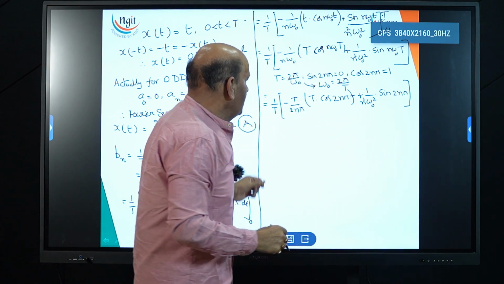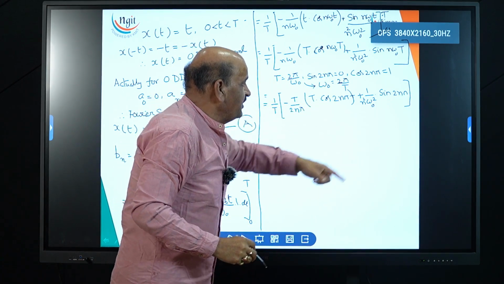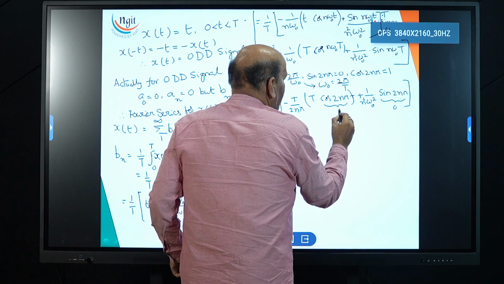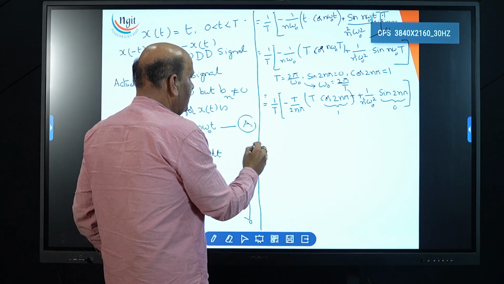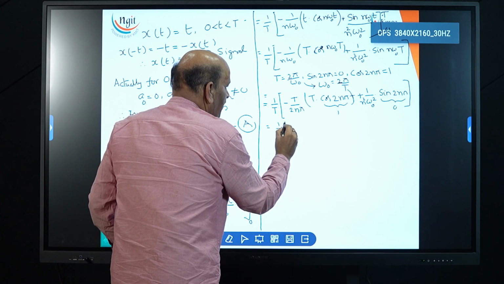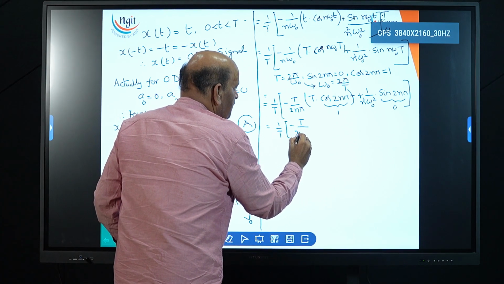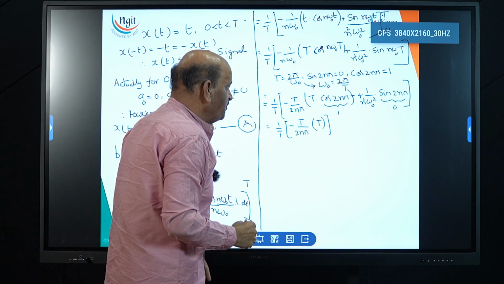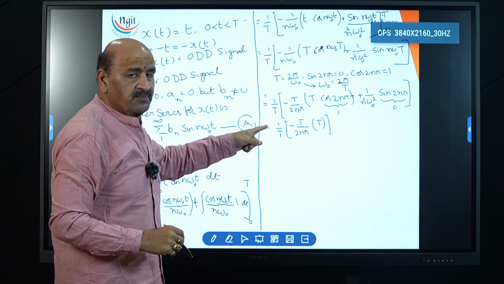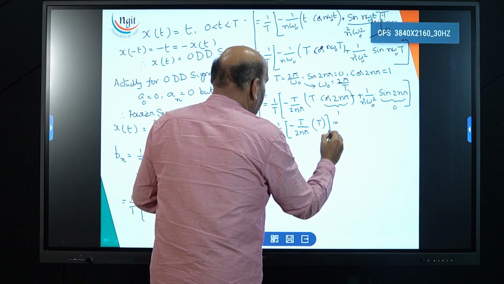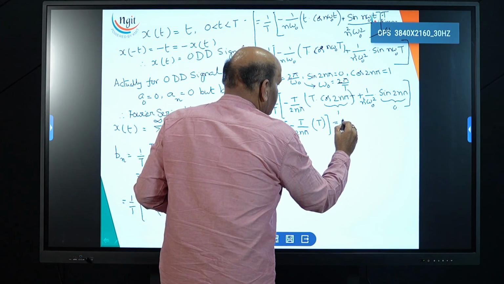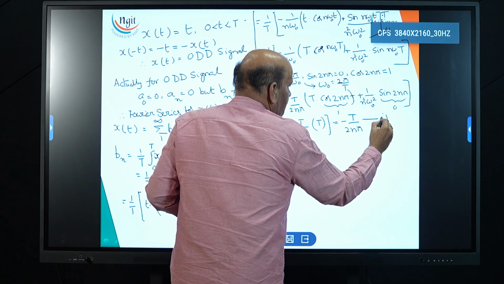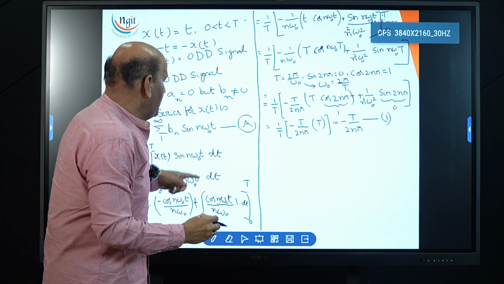Now substitute sine 2n pi equal to 0. So in this part sine 2n pi value is 0. In this part cos 2n pi value is equal to 1. Substituting these values here, we will get 1 by T of minus T by 2n pi into T only. Understanding? Now this T gets cancelled. This is minus T by 2n pi. This is the value. What is this value?